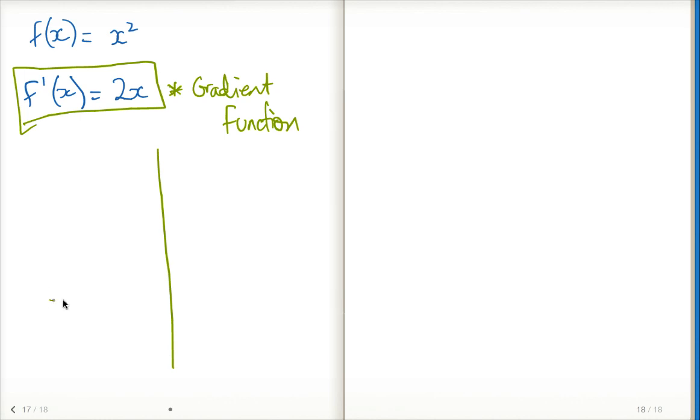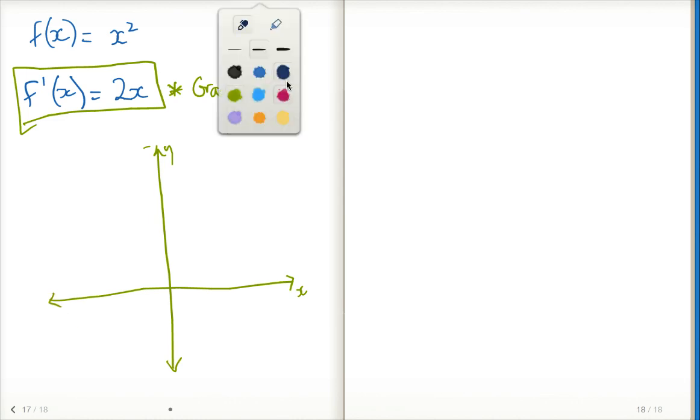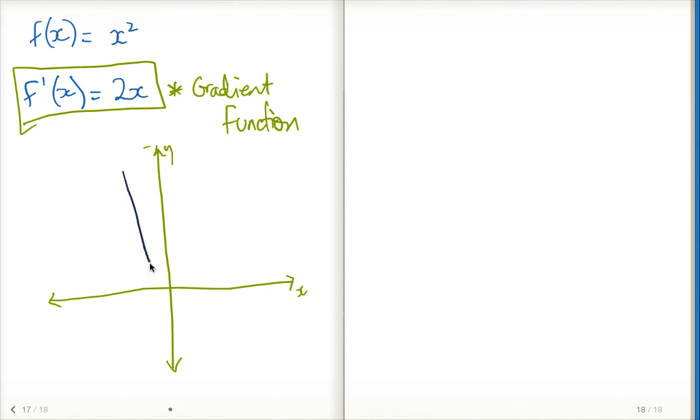Let me do a rough sketch. Okay, put some arrows here. These are your x and y axes. If I've got this function x squared, it should look something like this. That's a pretty rough sketch of it, but it looks something like this. f(x) is equal to x squared.